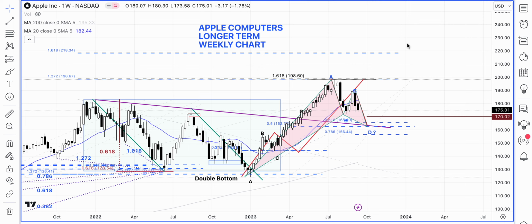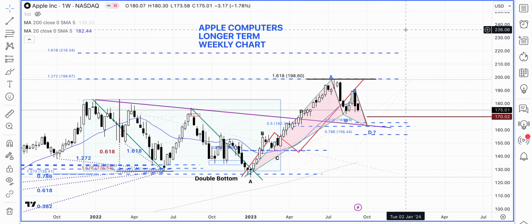In this video segment, we are going to take a look at the key US tech stocks, as we always do for this segment. This video is for educational purposes only and it is not financial advice. So we'll start by taking a look at the weekly chart of Apple computers, and we will analyze the key pattern formations and the key price levels to watch.